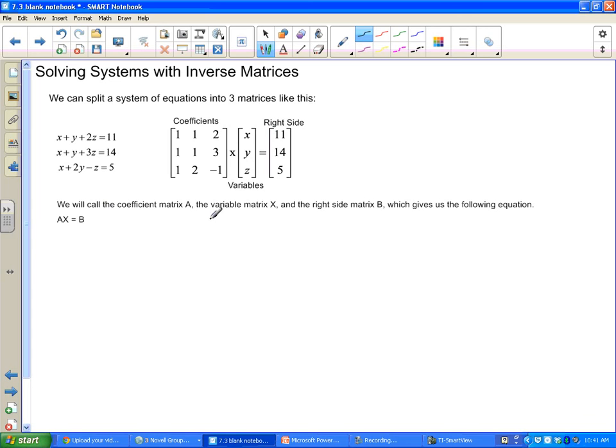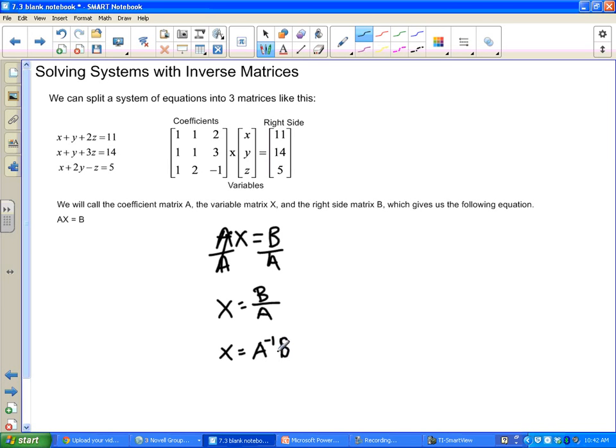Now, if I literally just had an equation, AX equals B, where A and B are numbers, what would I do to solve that equation for X? I would divide by A on both sides, and I would get B divided by A. But I can't divide matrices. All I can do is add them, multiply them by a scalar, and multiply two matrices together. So instead, we're going to say X equals A inverse times B.